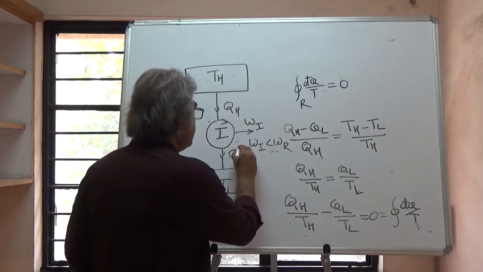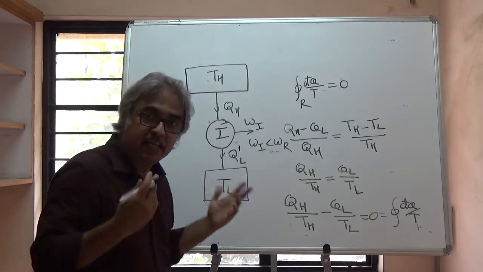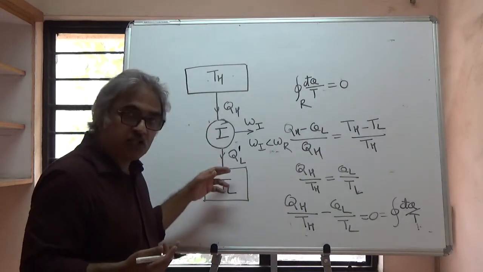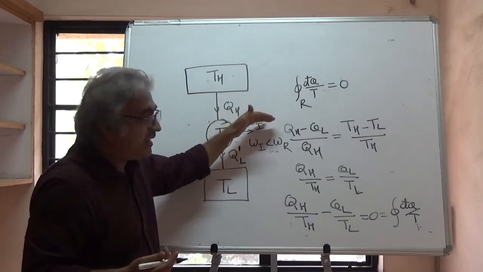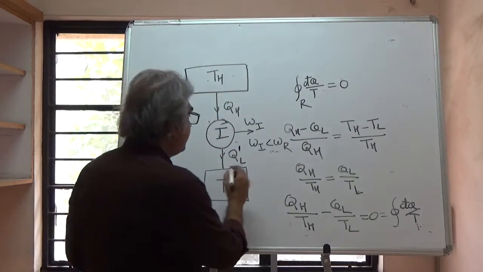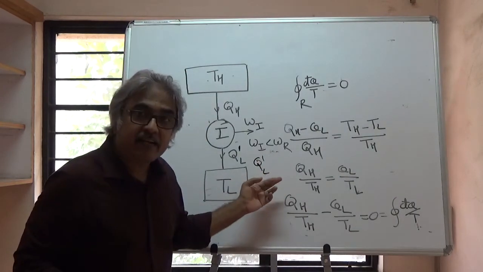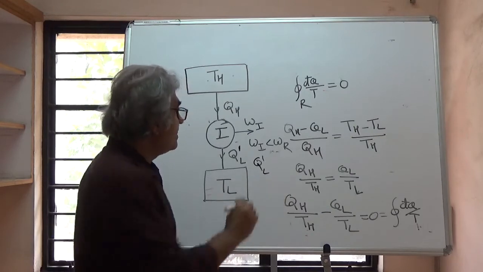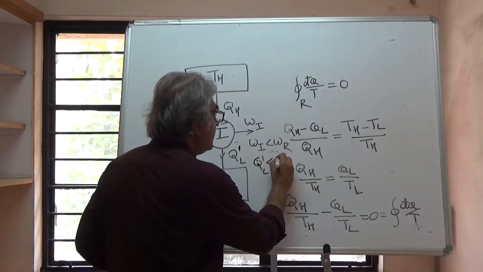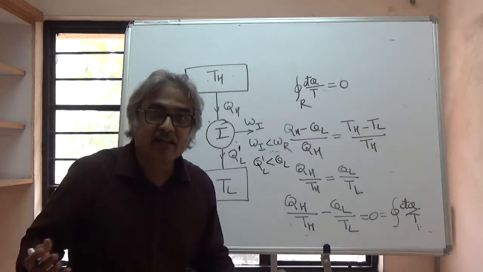So let's say this is QL dash. This is the heat rejected in the irreversible engine. Earlier it was QL. Obviously, because less work output is there, more heat has to be rejected. So we can say that QL dash, which is heat rejected in an irreversible engine, will be less than QL. QL is heat rejected in a reversible engine.